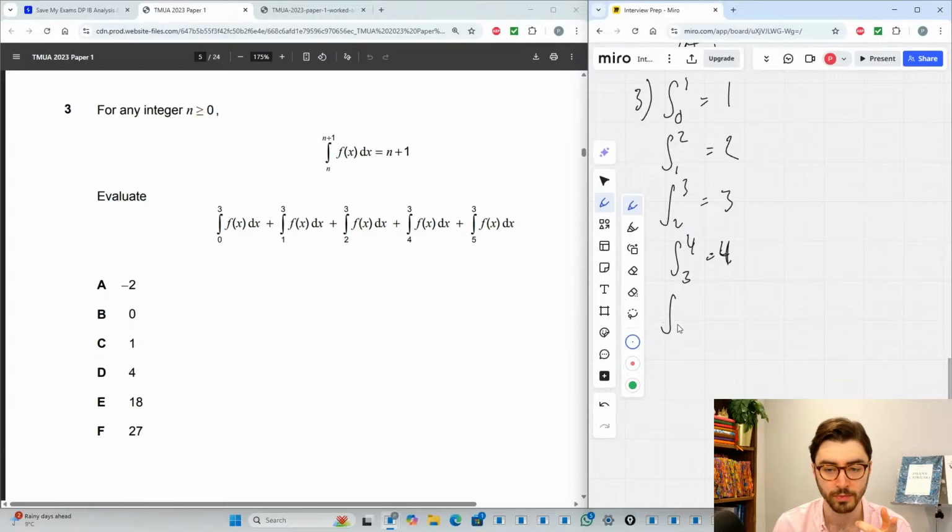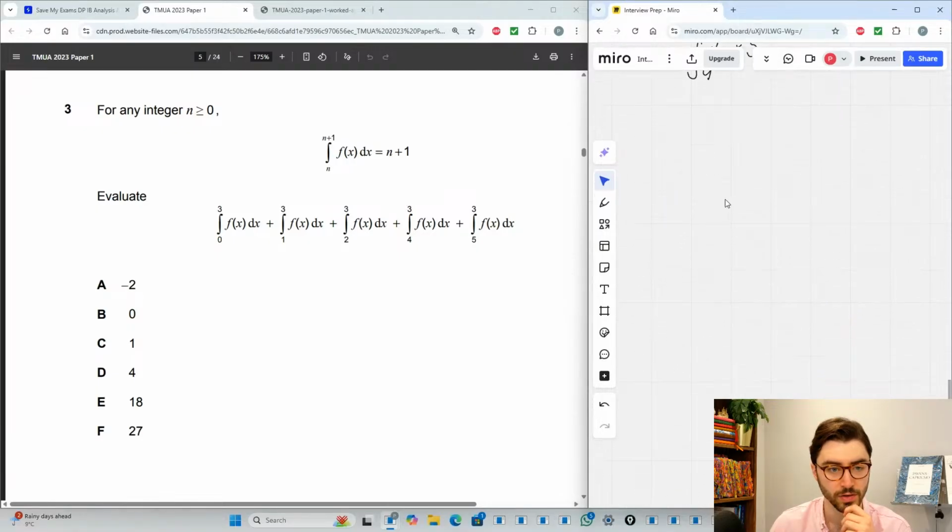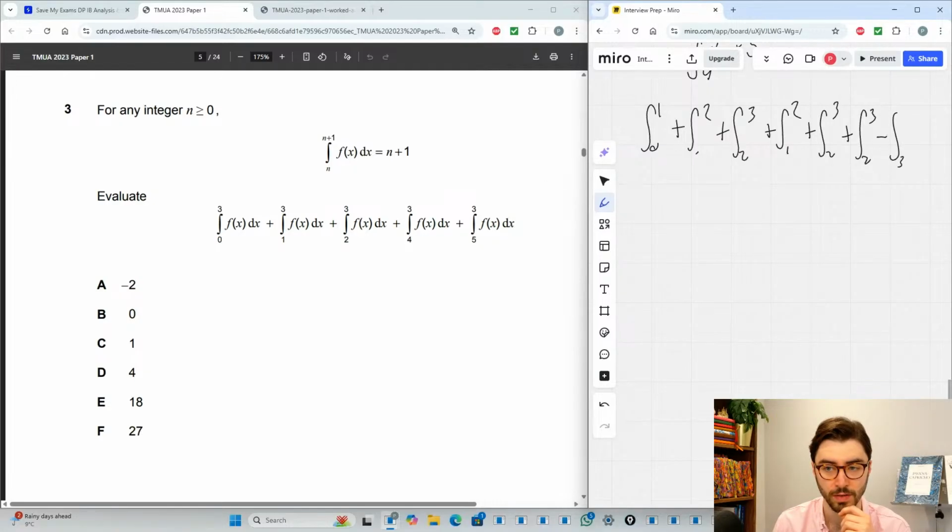And the integral from 4 to 5 is 5. Okay, well, this thing is the integral. So the integral from 0 to 3 is 0 to 1, and then 1 to 2, and then 2 to 3. That one there is 1 to 2 and 2 to 3. That one there is just 2 to 3. That one there is 3 to 4, which is minus from 3 to 4.